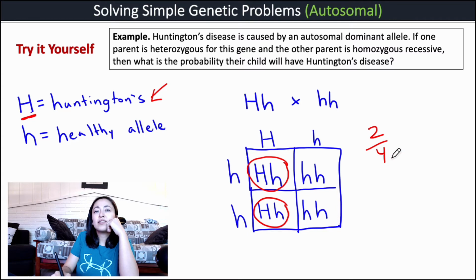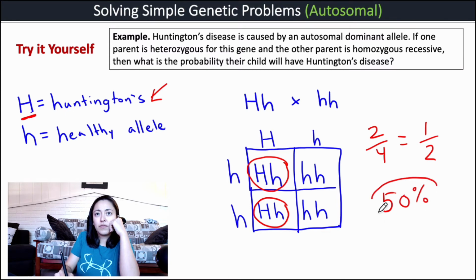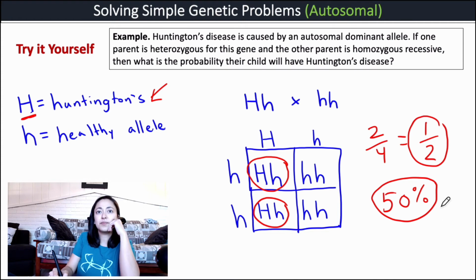So you could express it as a fraction. So 2 out of 4 or 1 out of 2. Or you could express this as a percent. So that would be 50%. 50% chance that their offspring would have Huntington's disease. Or you could say 1 out of 2 of their children would have Huntington's disease.